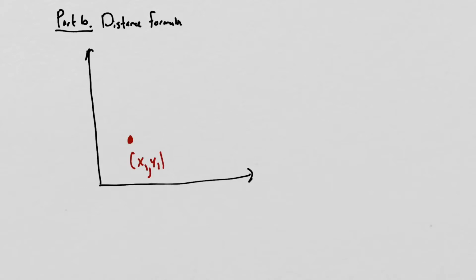Let's derive the formula real fast from the Pythagorean theorem. First, suppose we're given 2 points on the xy plane. Let this point be x1, y1, and let this point over here be x2, y2. And we want to go ahead and find the distance between these 2 points.